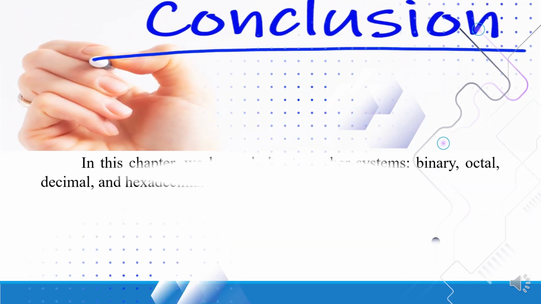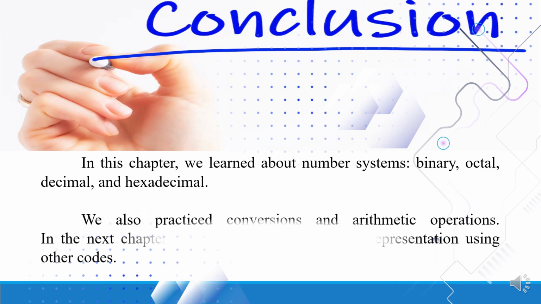To finish, let's summarize. In this chapter, we learned about the 4 main number systems: decimal, binary, octal, and hexadecimal. We studied how to convert between them and perform basic binary operations. In the next chapter, we will learn more about how computers represent data using different types.